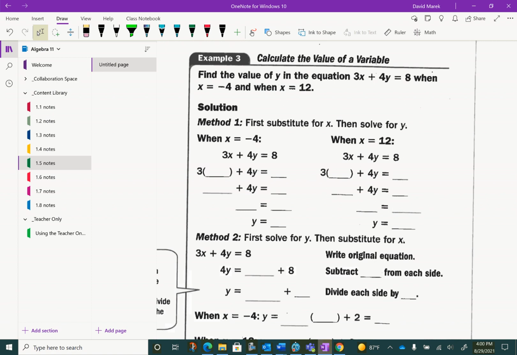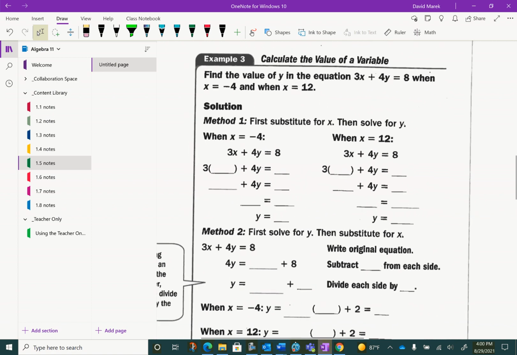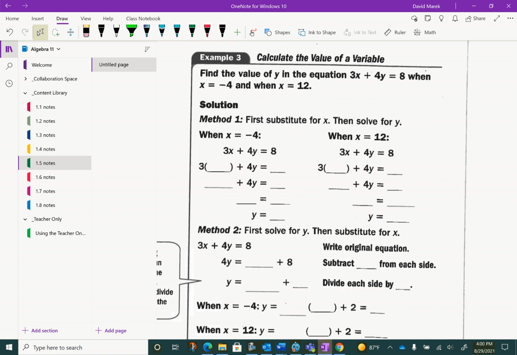And there's a couple of different methods that you could use here going through this. Find the value of the variable y in the equation 3x plus 4y equals 8 when x is equal to negative 4, and find the value of y when x is equal to 12. Well, we could substitute and simplify, okay? So when x is equal to negative 4, this starts off as 3x plus 4y is equal to 8. So we'll take out the x, we'll put in negative 4 in its place, and it's still equal to 8.